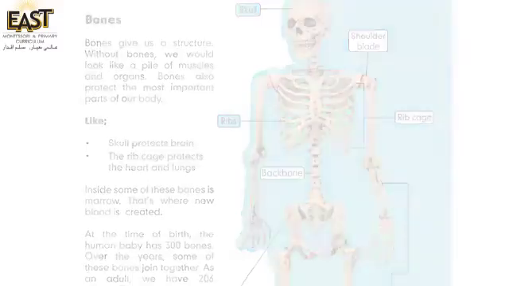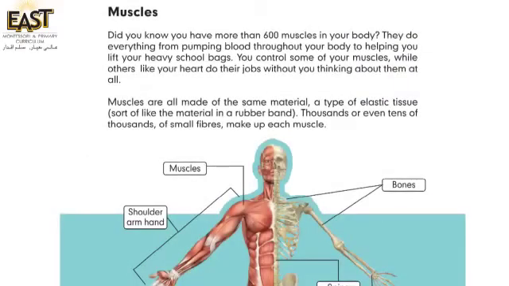Then you will be reading about muscles. Did you know you have more than 600 muscles in your body? Right. So our bones are covered by our muscles. So we have muscles, and then we have shoulder, arm, hand, hip. We have different types of muscles. Remember that. So you will read what muscles do, and then you need to explain this to your teacher. And remember that you need to draw these pictures in your copy.